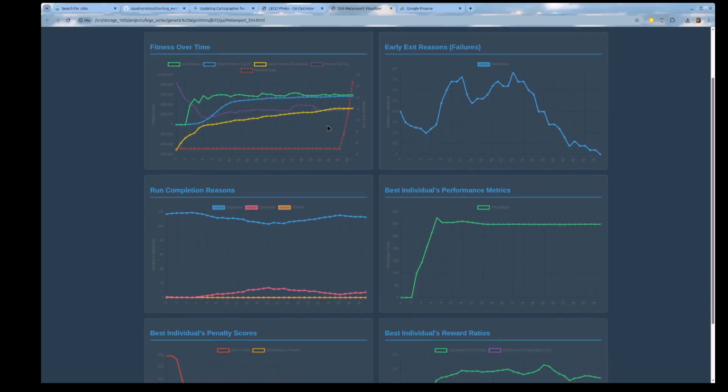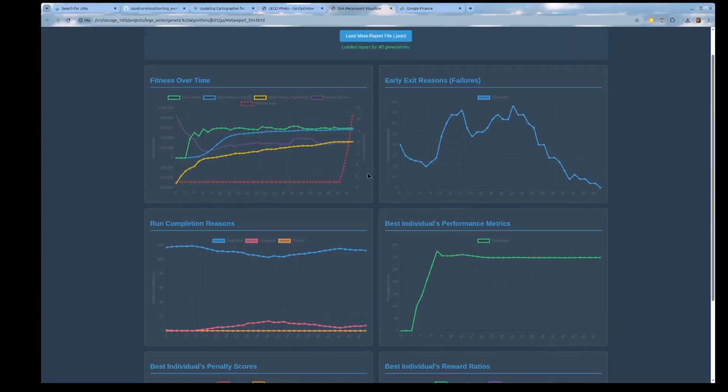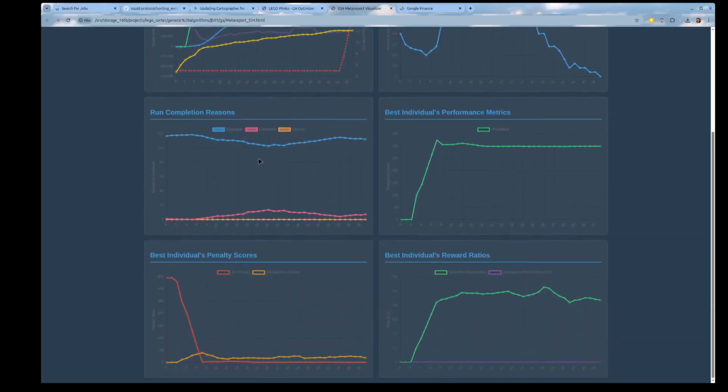All right. We can look and see how the evolution was occurring over time. We can see why and how we had different failures. Currently, it looks like we only had stuck piece failures. They peaked for a while, and then went down close to a value of 0, which is what we would hope to see. We can see our run completion details.